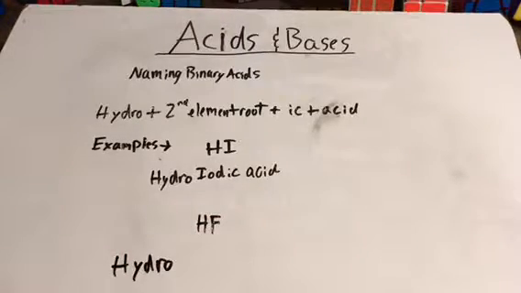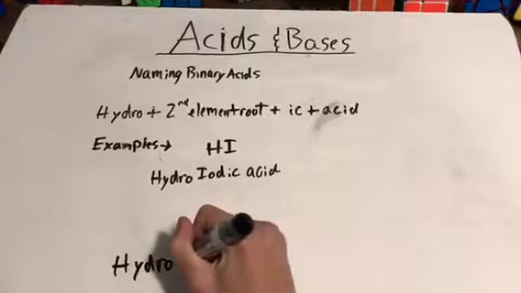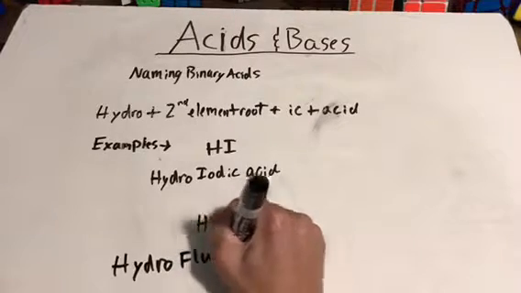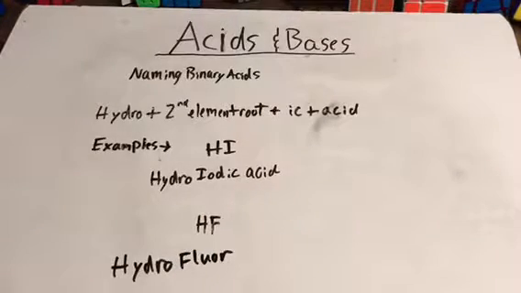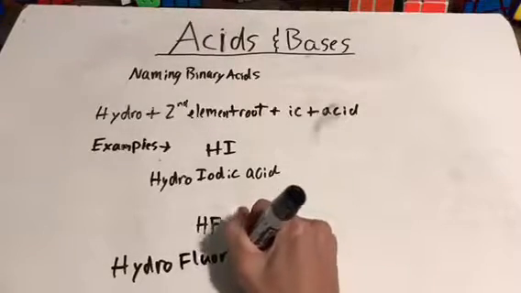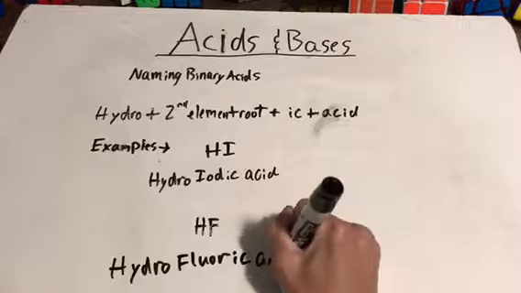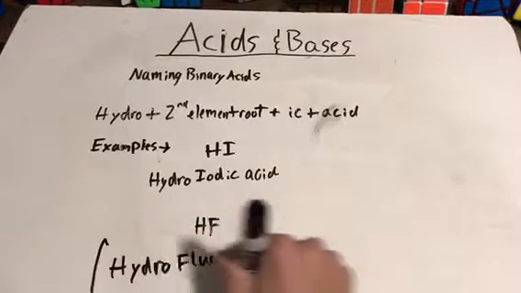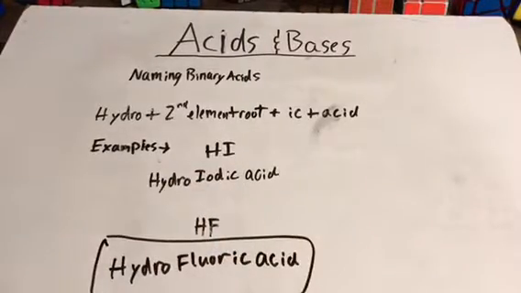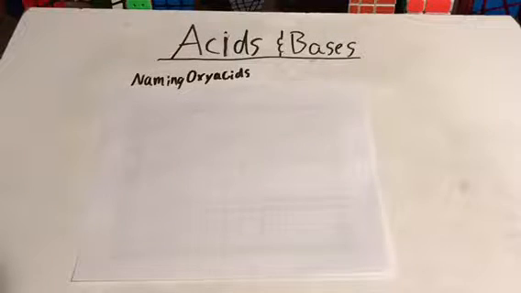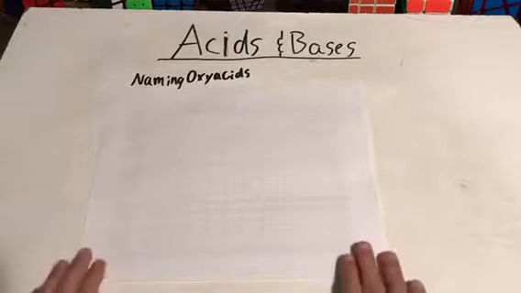Then the root of the second element. So since this is fluorine, it'd be fluor. Add the suffix ic, and then acid. Hydrofluoric acid. And that is the name of that acid. Time to move on to naming oxyacids. So how do you name these acids?